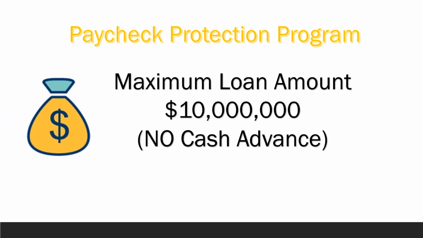So with the Paycheck Protection Program, the maximum loan amount is $10 million, but there's no cash advance. It is a loan. There's a forgiveness of that loan, but it is a loan. There's no cash advance in that Paycheck Protection Program.